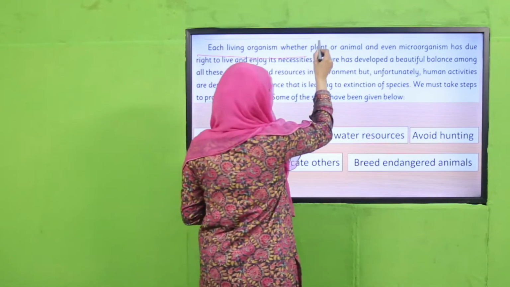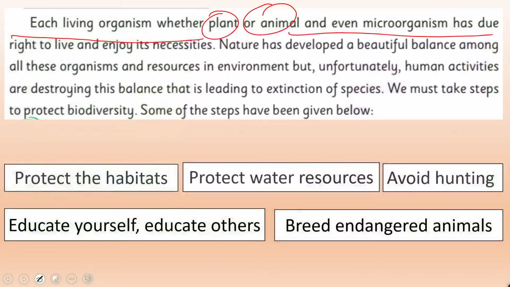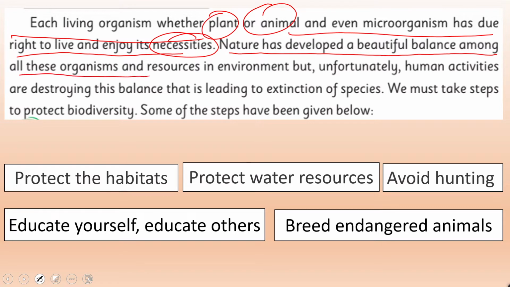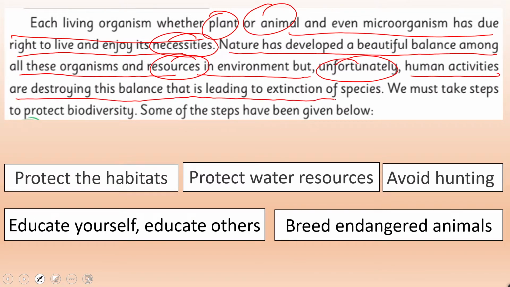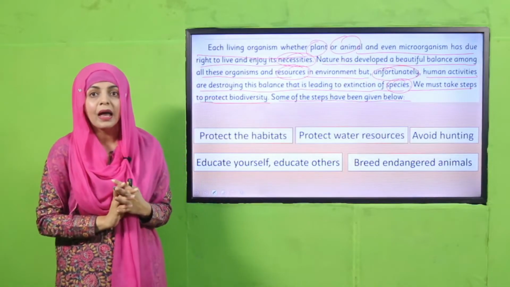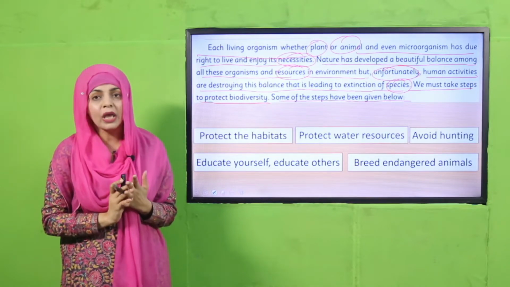Each living organism, whether plant or animal and even microorganisms, has due right to live and enjoy its necessities. Nature has developed a beautiful balance among all these organisms and resources in the environment. But unfortunately, human activities are destroying this balance that is leading to extinction of species. We must take steps to protect biodiversity. Some of the steps have been given below. So my dear students, हर जानदार को अपनी ज़िंदगी गुजारने का हक है, ठीक है, प्लांट्स हों या एनिमल्स हों.